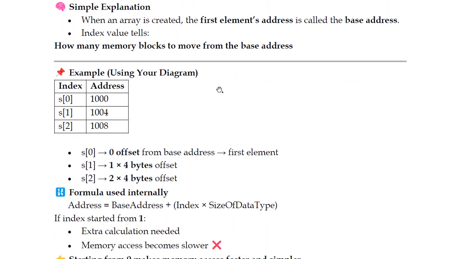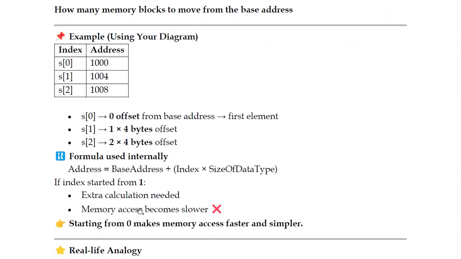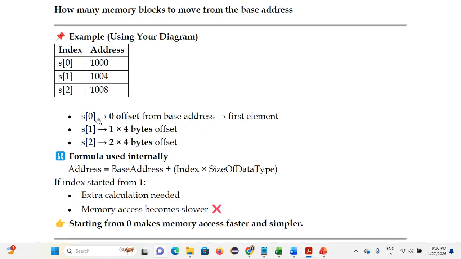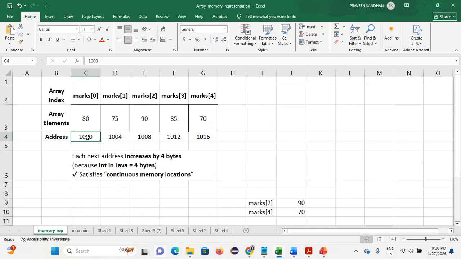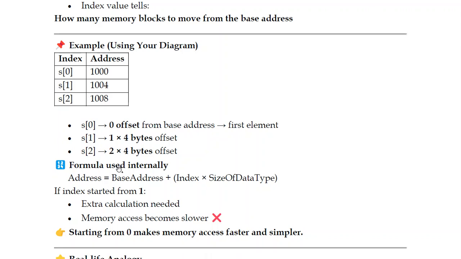In case I'm starting from 1, completely it will collapse. I'm right, extra calculation. So first what will happen? 1000 is the base address, but you are giving index 1. If you're starting with 1, then 1 into 4 is 4. So initially what's the address you will get? 1004. It's not the right one. For that purpose only, you should retrieve the same address value 1000, some basic mathematical calculation.